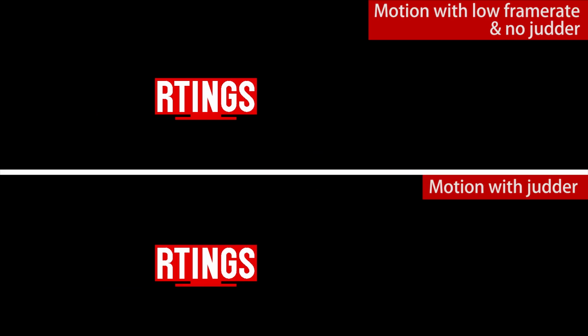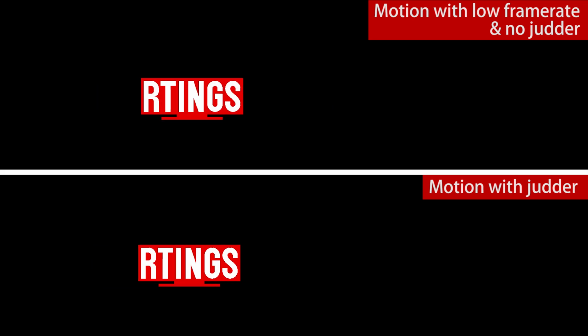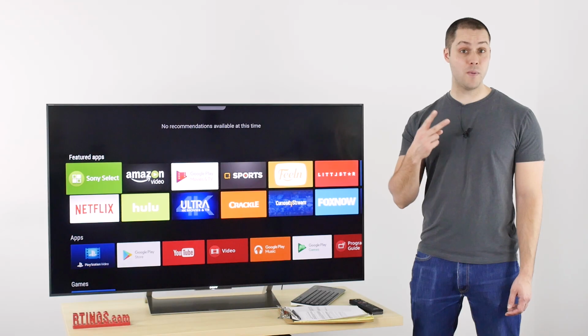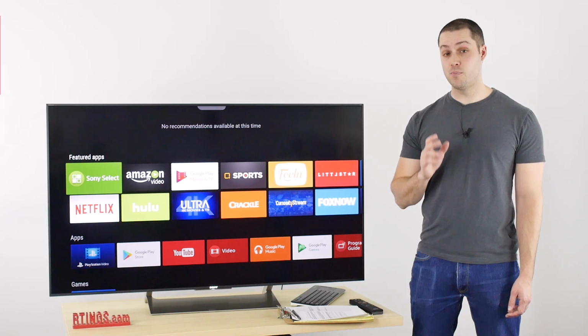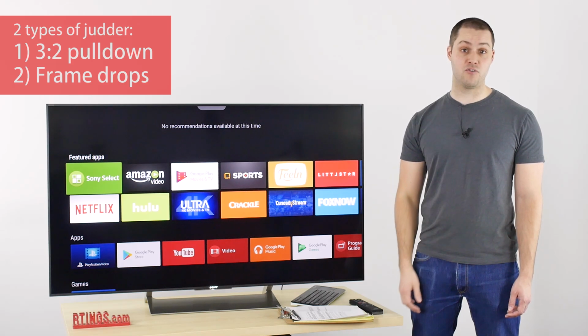It is important to not confuse this with stutter, which is simply caused by watching low frame rate content. Here's an example of a low frame rate, but without judder. It might not look smooth, but there is no judder since the time between each frame is constant. There are two main kinds of judder, the 3-2 pulldown judder and frame drops. Let's first talk about the 3-2 pulldown judder.